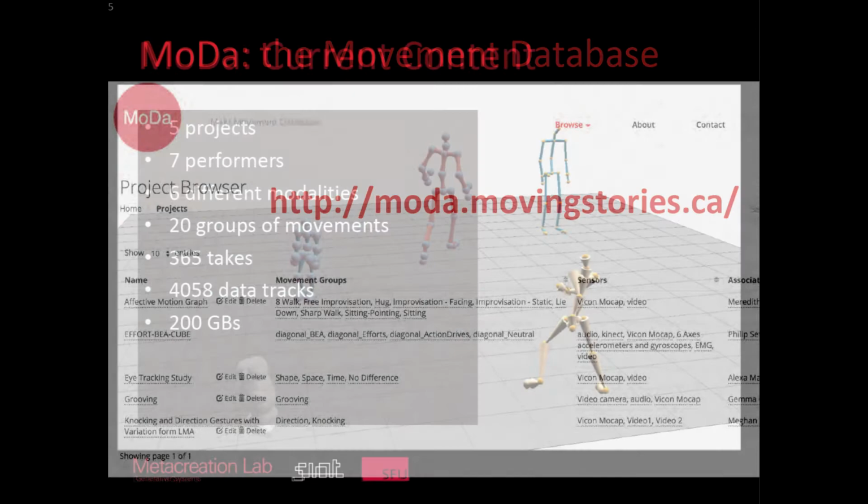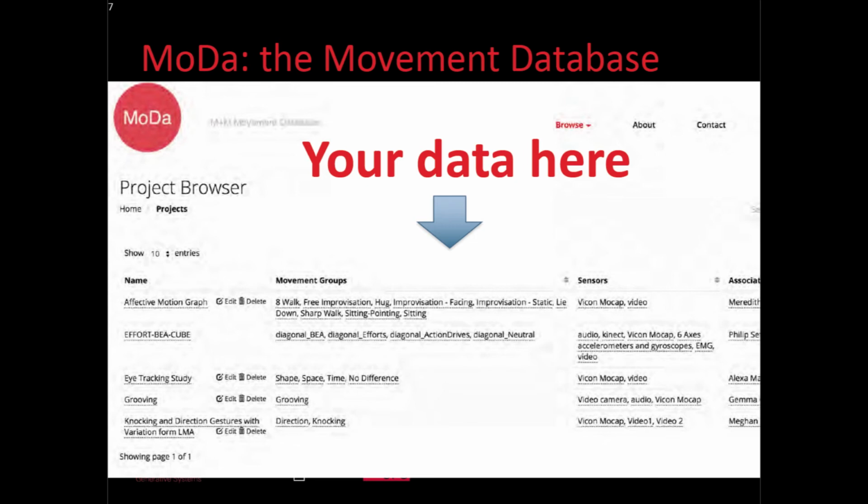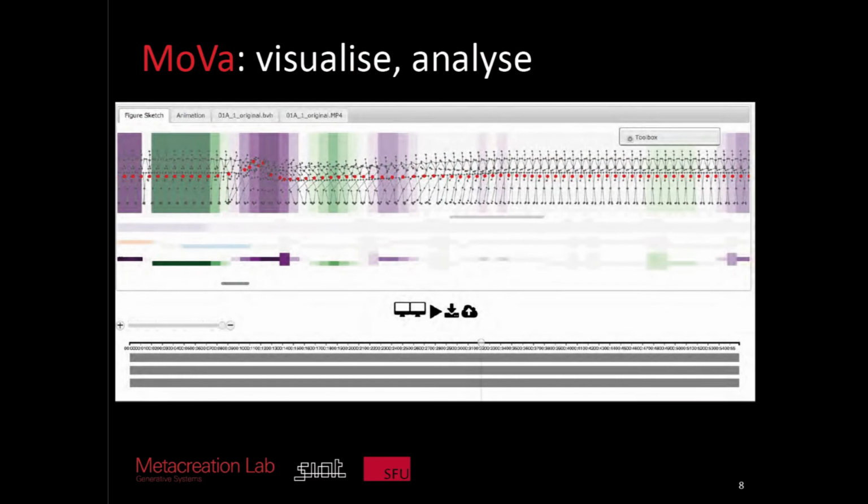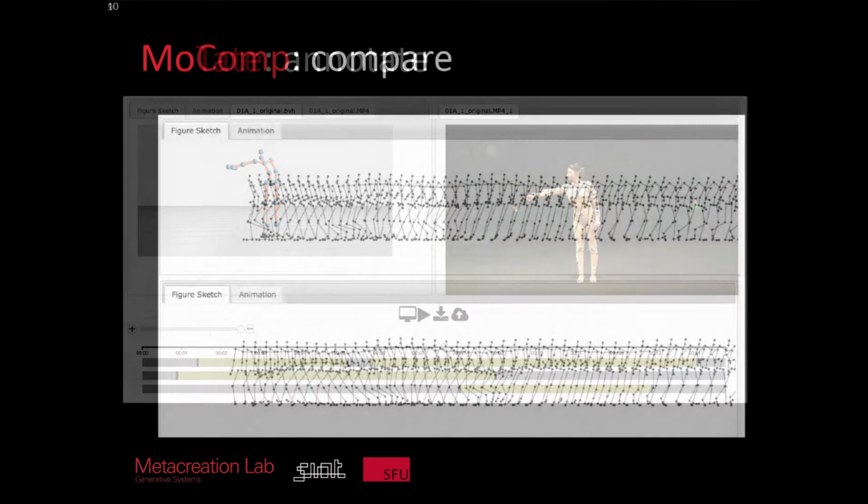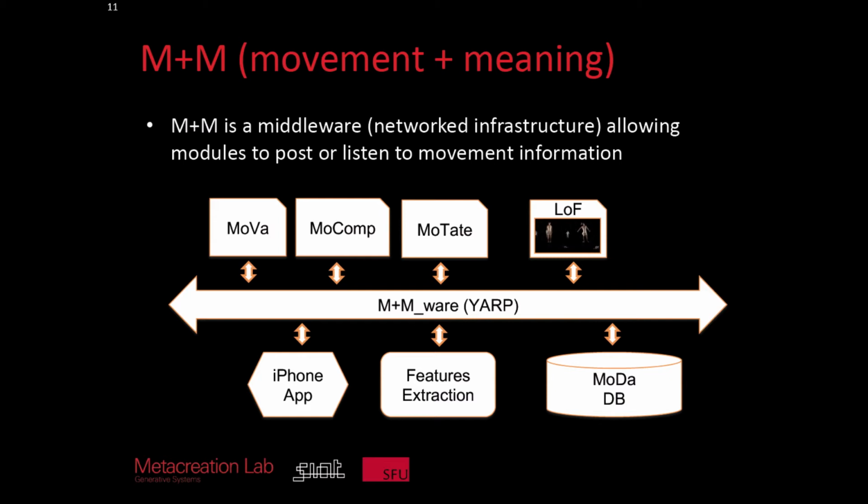And we, of course, encourage anyone who is capturing movement data to upload their data there because it's free and open source. We develop tools to visualize movement, to visualize movement features, to annotate movement, and to compare movement, and even more geeky tools about allowing movement information to flow in and out of systems. So I won't talk about that much because that's going to bore everyone really quick.